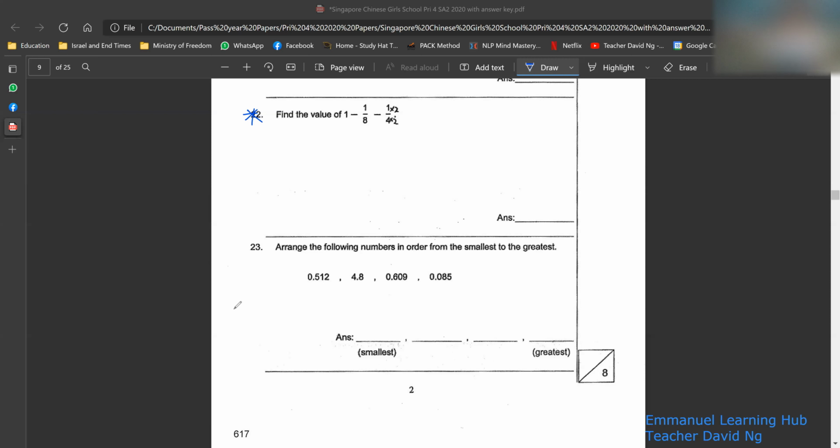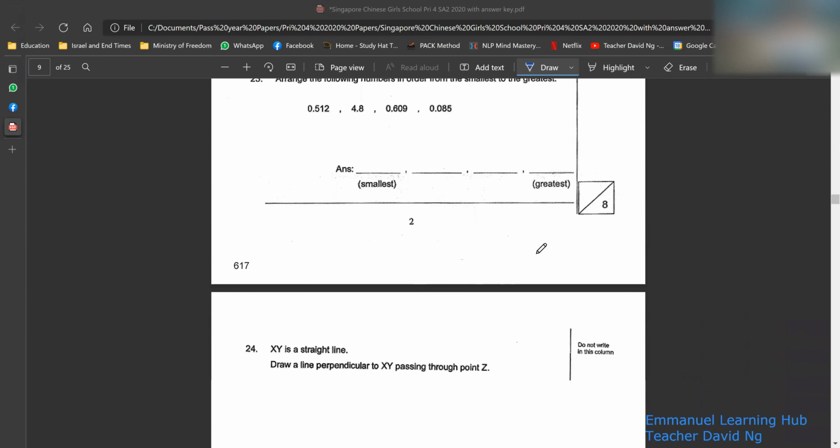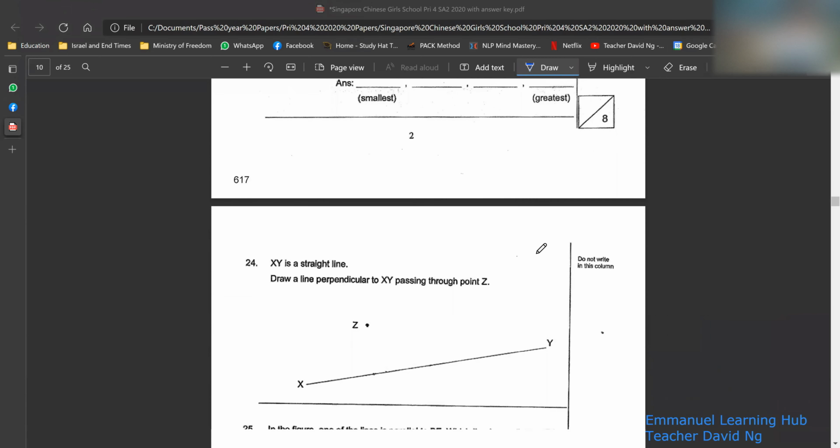This kind of question, finally, you got it right. Do you notice when you first engaged me, you couldn't list out smallest to greatest? Do you remember? Those involving fractions, you couldn't list out. Now it's in decimal form, you could do the question now, right? Okay, 24.